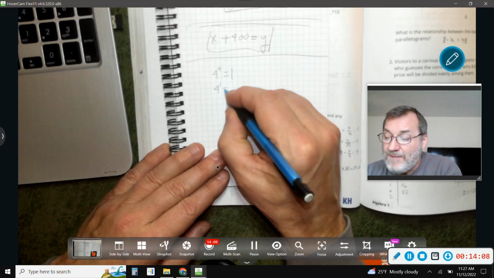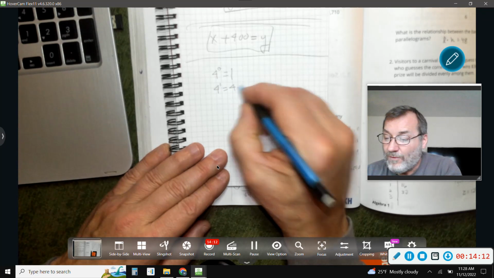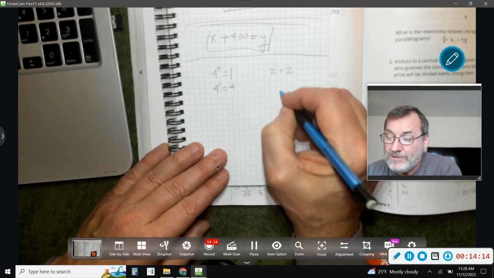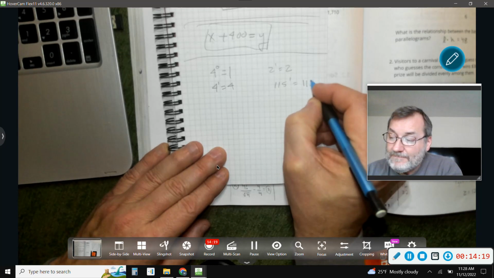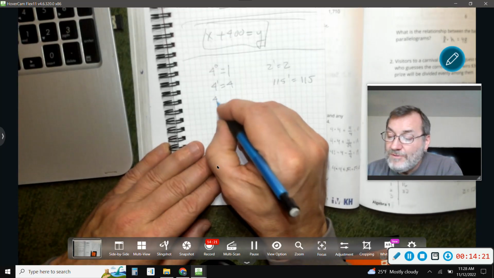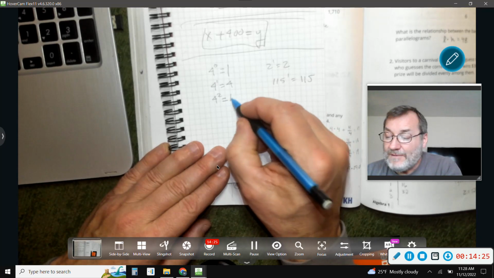4 to the first power, anything to the first power is the base itself. All right, so that's 4. If you had like 2 to the first power, that would be 2. If you had 115 to the first power, that's 115. Okay? You should be able to figure out this one. What's 4 squared? Well, the answer is 16.